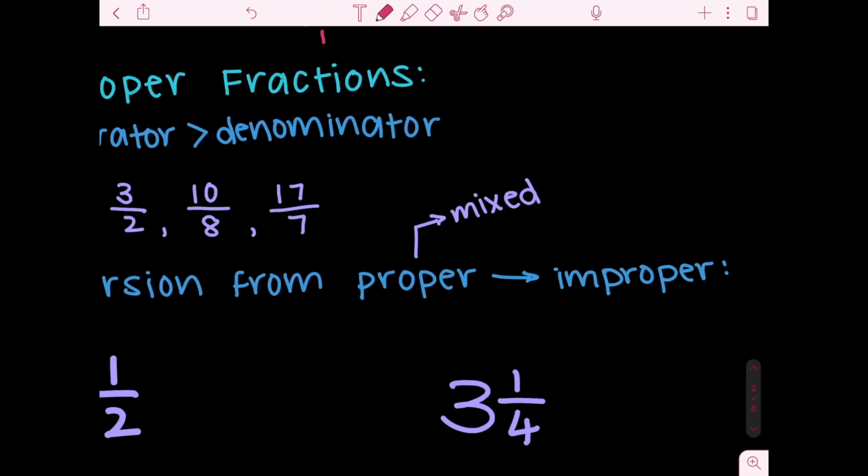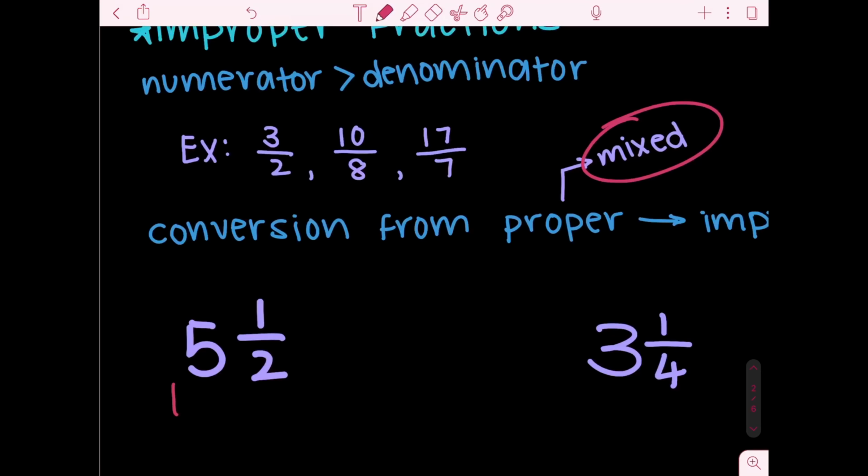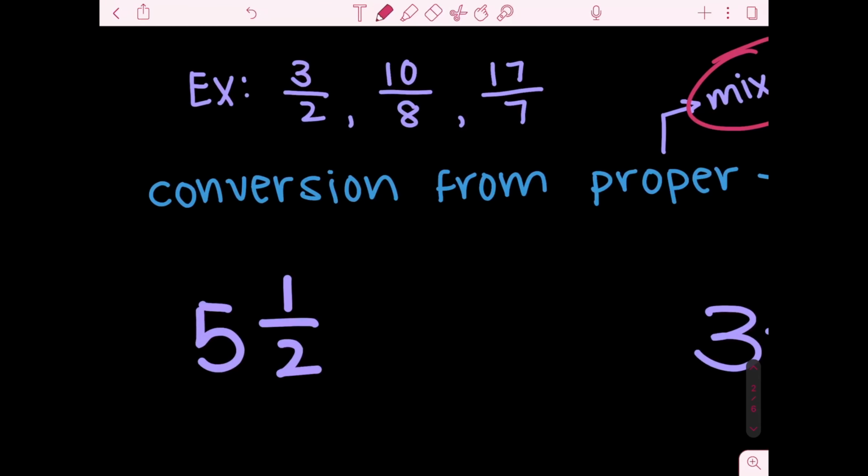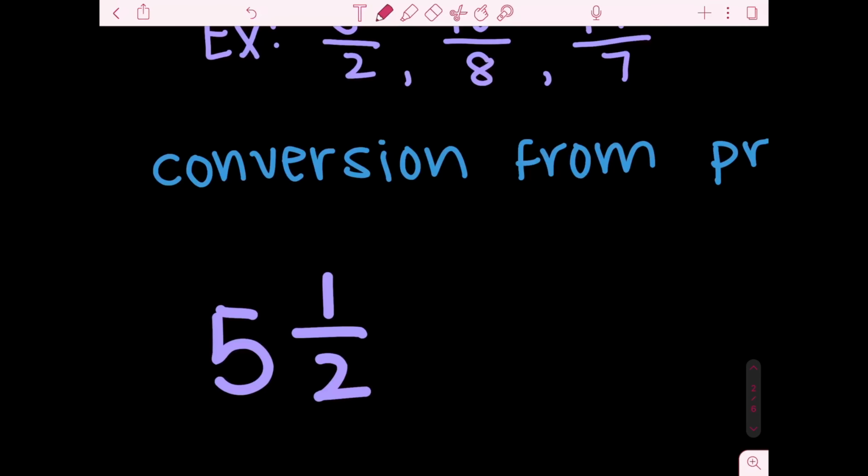Now the proper fractions that I used here are mixed, meaning that we have a rational number and a fraction. But there is a certain rule to this type of conversion from proper to improper. Now if you want to convert this 5 and 1/2 into an improper fraction, there is a rule. So first of all, what we're going to do is multiply the 5 by our 2.